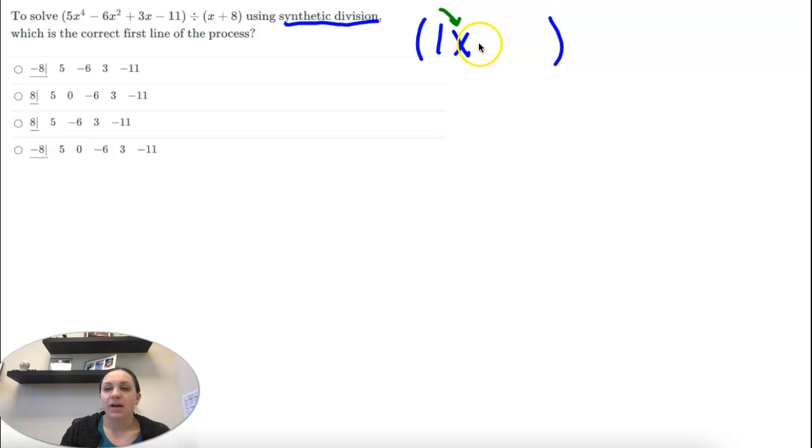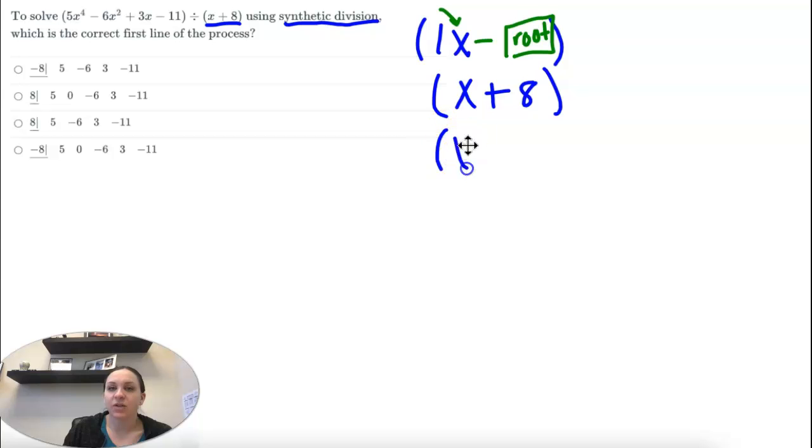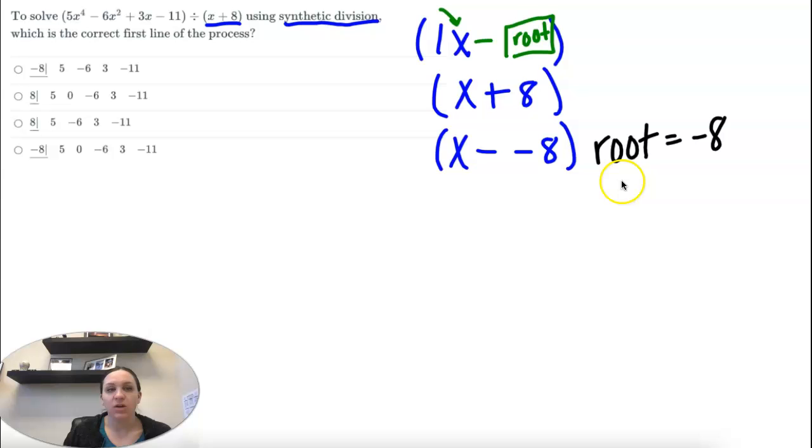And then the format is we have a root here. So it's minus, and then this number is the root. Because of this minus sign, it's always the opposite sign. So here we're dividing by x plus 8. Well, that's actually x minus negative 8. So the root is negative 8, and that's what we use when we set up our synthetic division.